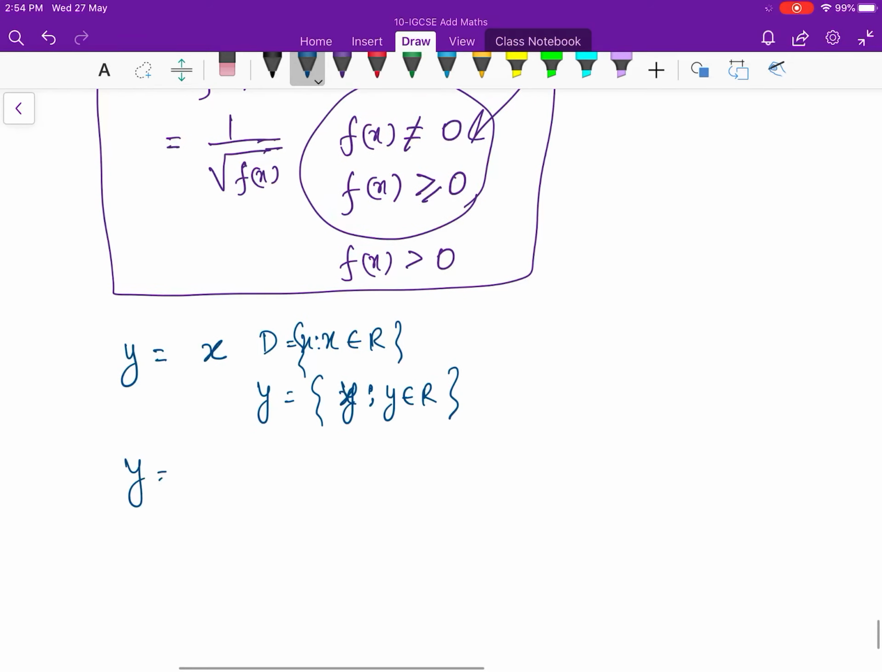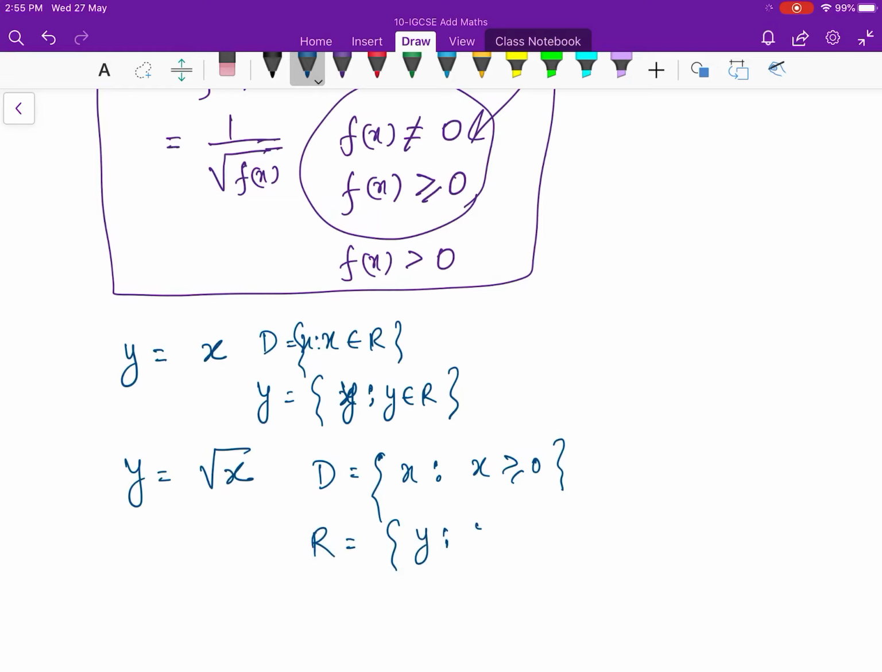Now if I have y is root x, then x cannot be negative. So the domain will be x such that x is greater than or equal to 0, and the square root of something is positive. So the range will be y such that y is greater than or equal to 0.